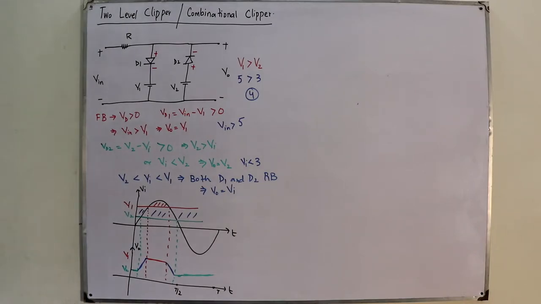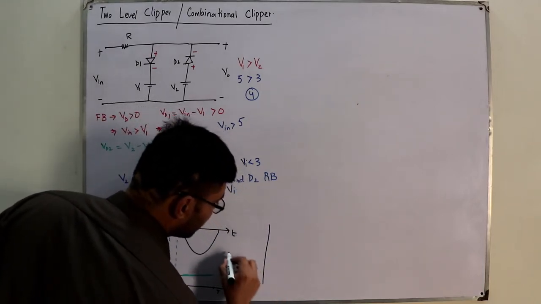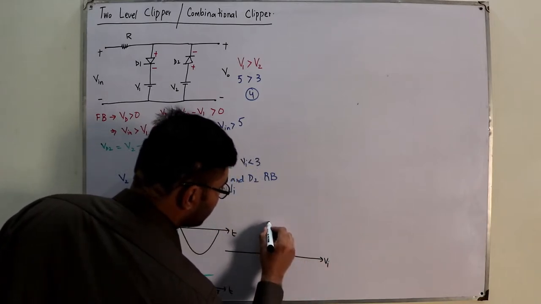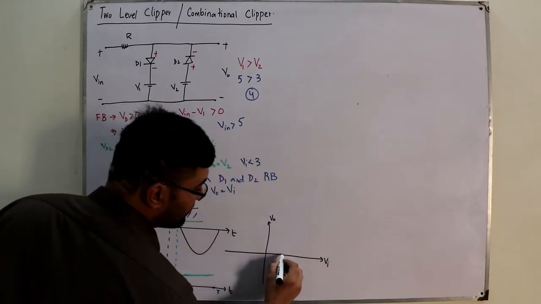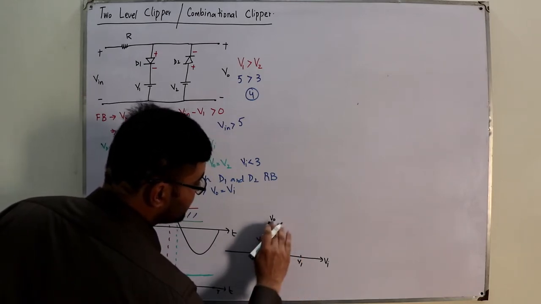Let's say we draw the transfer characteristics for this as well, and that would be like this. If this is my input voltage, this is my output voltage. So we have V2 that is less, and then we have V1 that is greater.